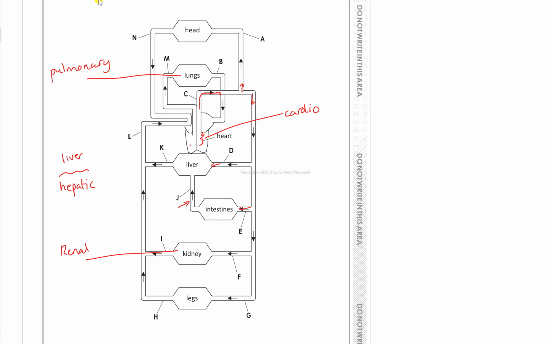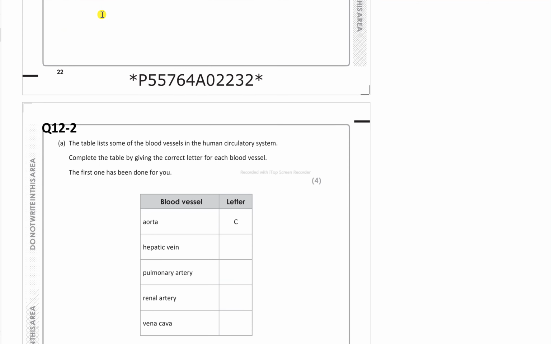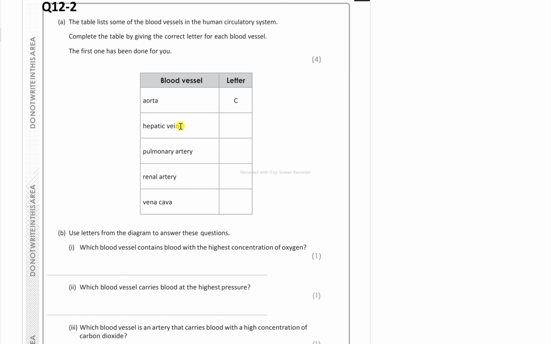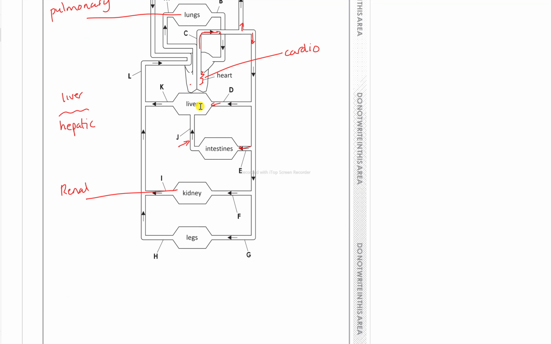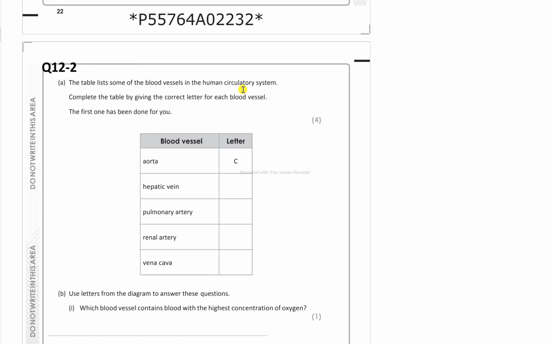Okay, that's what's going on. So what's the question? Hepatic portal vein. Hepatic vein was J. No, hepatic portal vein. No, that's hepatic vein is K. Sorry, that's the hepatic portal vein. So what are we? K, M. So hepatic vein is K.